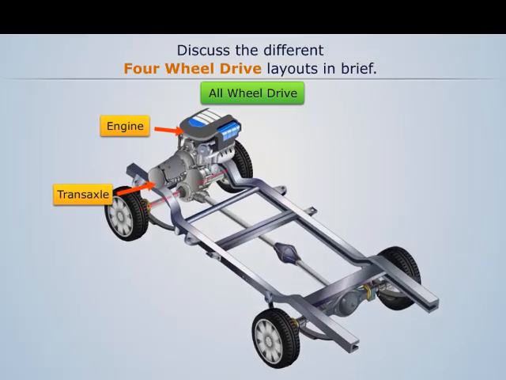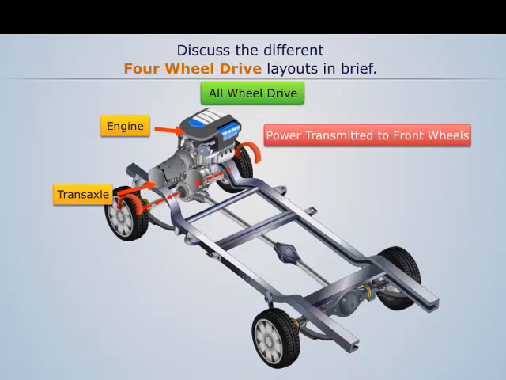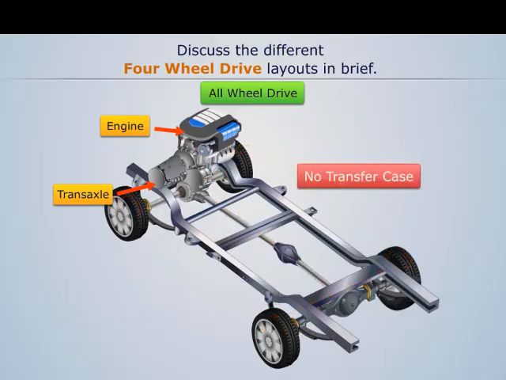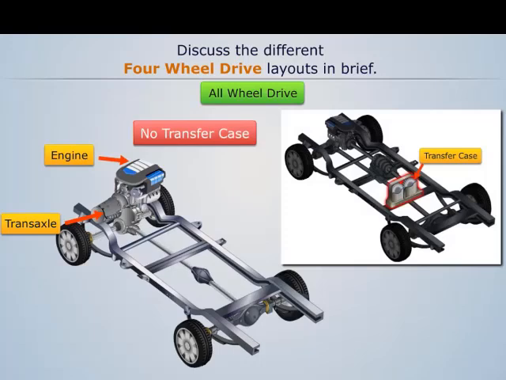Here, the power from the engine gets transmitted through the transmission system to the front axle. From there, the power is transmitted to the front wheels, as well as the rear axle. Here, no transfer case is used and no provisions are made for switching between high and low gear.